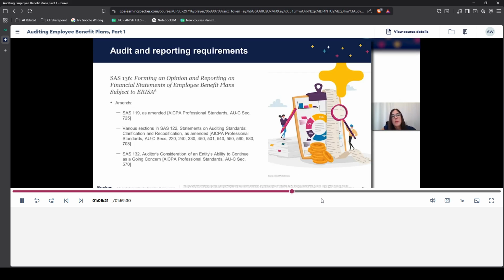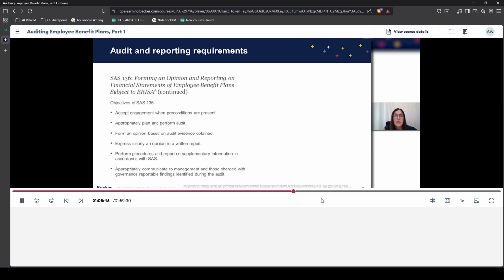So you heard me mention a little while ago one of those recent changes, specifically in regards to the ERISA Section 103(a)(3)(C) audits, and this came about as a result of SAS 136. And 136 was part of the whole suite of standards that all became effective at the same time, and 136 amended various other statements within our auditing standards.